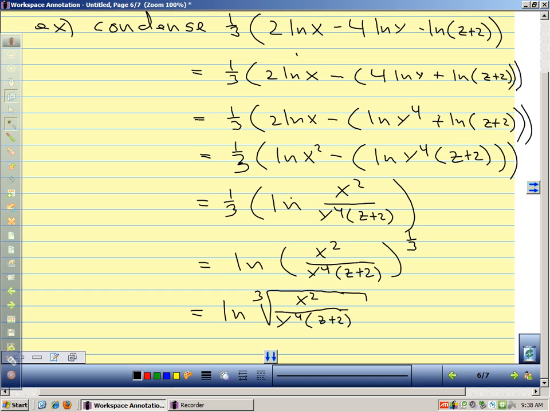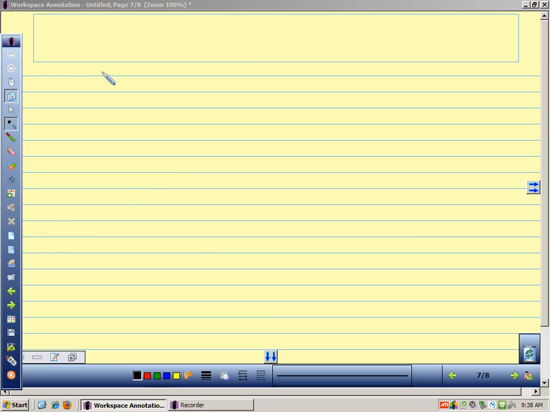And this is what the homework's going to look like. It'll say expand, it'll say condense, it'll say simplify. And we'll do some change of base stuff too. All right, let's look at where the change of base formula comes from. One of our properties of logarithms. So this is why change of base works.